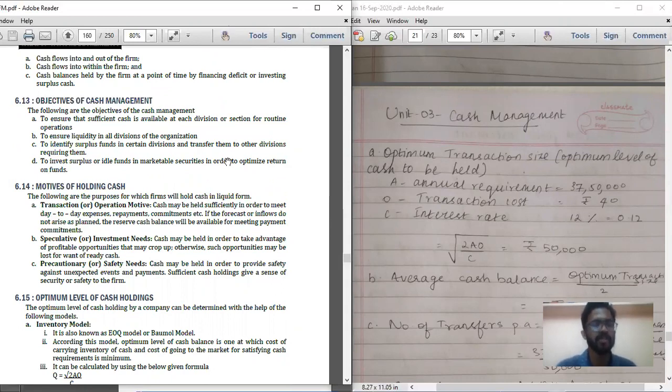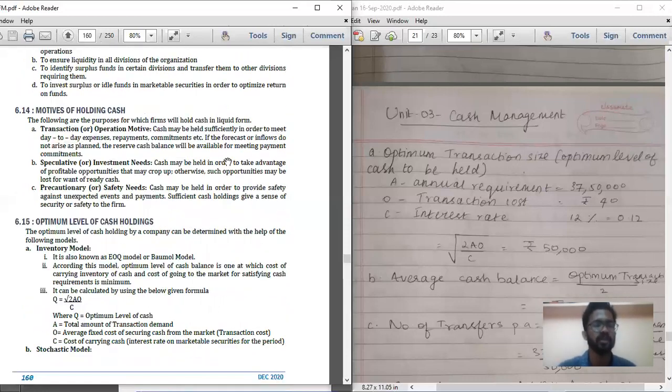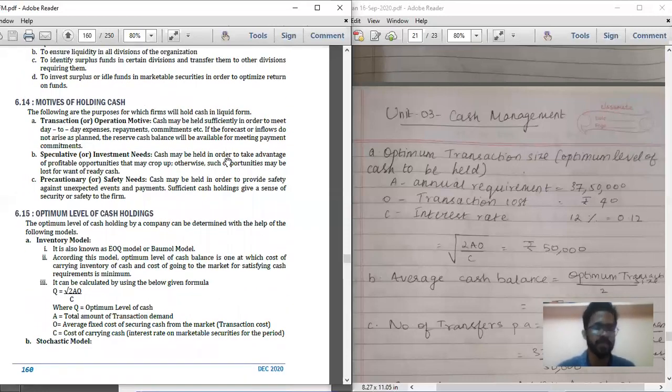So the objective of cash management is to ensure that they have sufficient cash balance, and to ensure liquidity, because cash is the most liquid asset. If there is no immediate cash for payment, they will face liquidity issues. Next is to identify whether they have surplus or deficit funds, and to invest the surplus funds in short-term investments. So these are the different benefits of cash management.